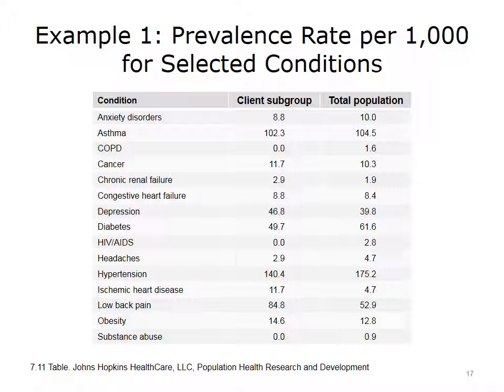This table shows prevalence rates per 1,000 in a population for selected conditions. So 10 in 1,000 employees have a condition or a diagnosis of anxiety in our overall population. In our subpopulation, only 8.8 per 1,000 have a diagnosis of anxiety. And from this table, you can quickly get a good sense of the most prevalent conditions within the population: hypertension, asthma, diabetes, and low back pain.